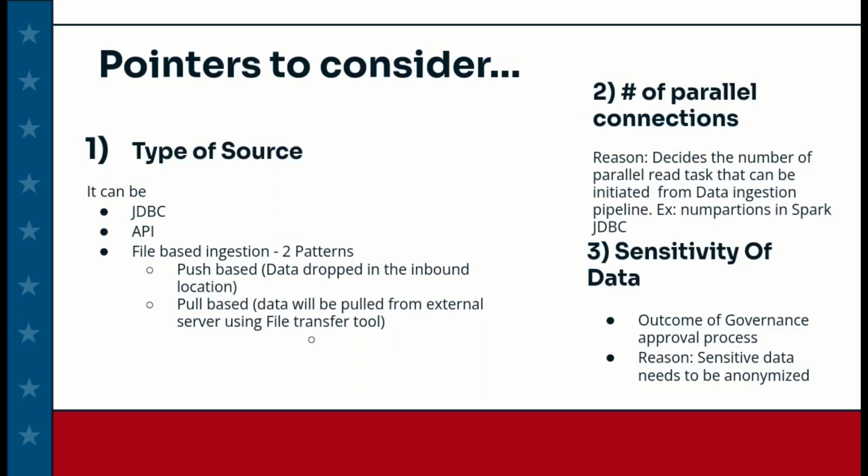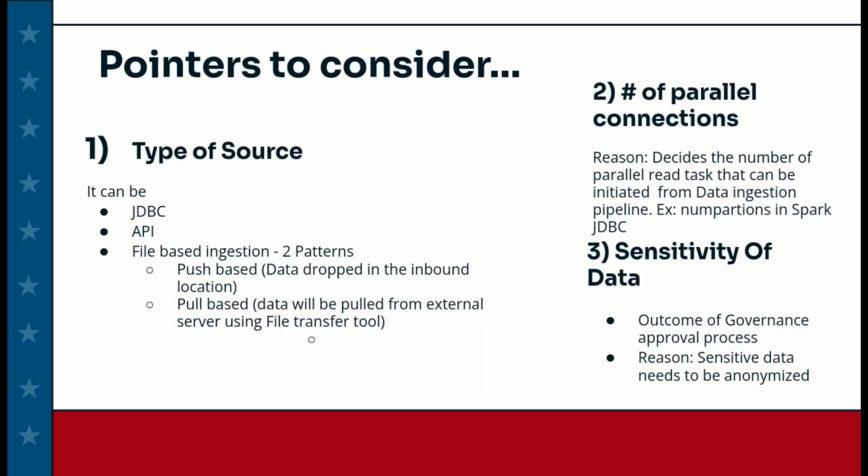Again, this pull-based strategy is usually done as a part of the data ingestion pipeline in the acquisition layer. Next would be the number of parallel connections that can be established with the source by a data ingestion pipeline. This is a deciding factor in the number of parallel read tasks that can be initiated by the data ingestion pipeline. For example, for a Spark-based JDBC application, it is the numPartitions that decides the number of parallel read threads.